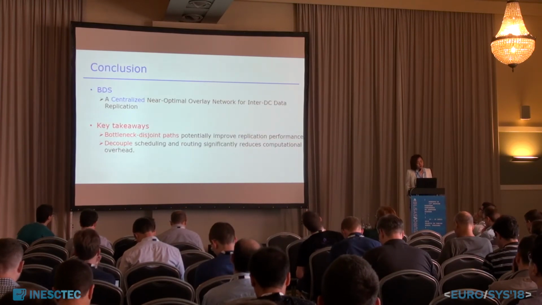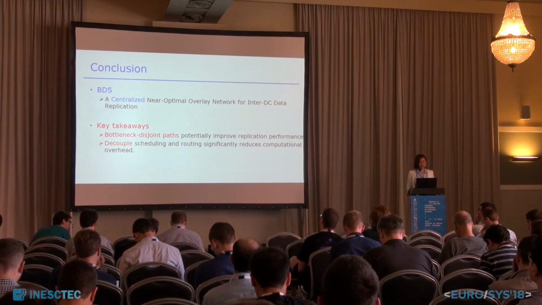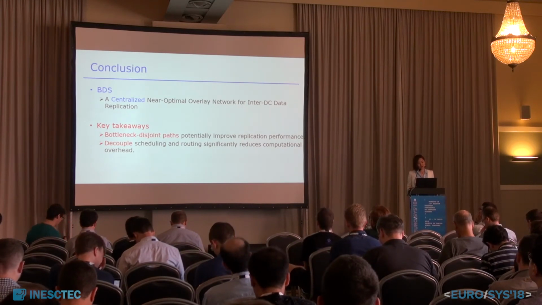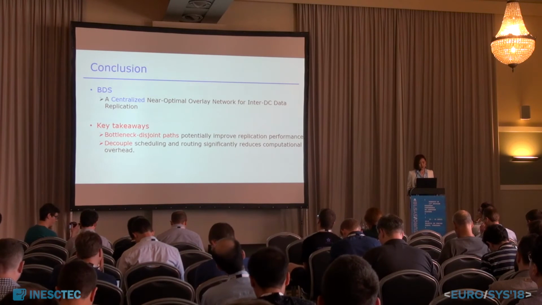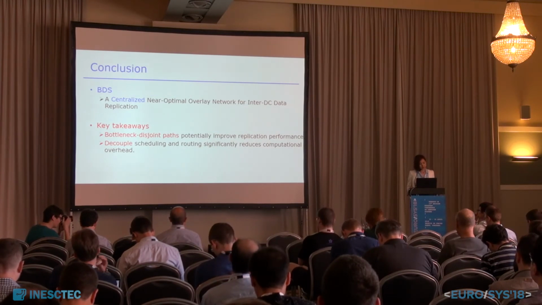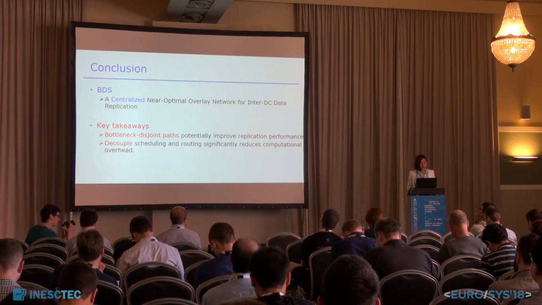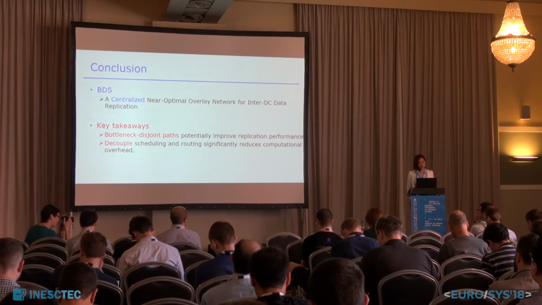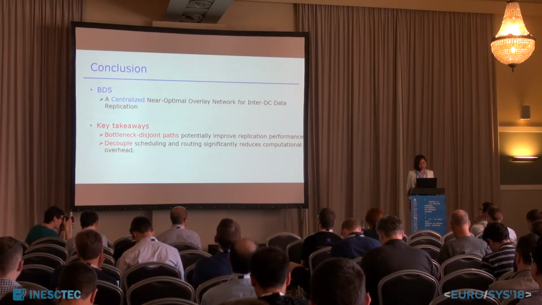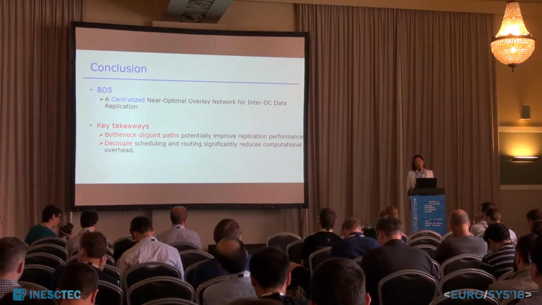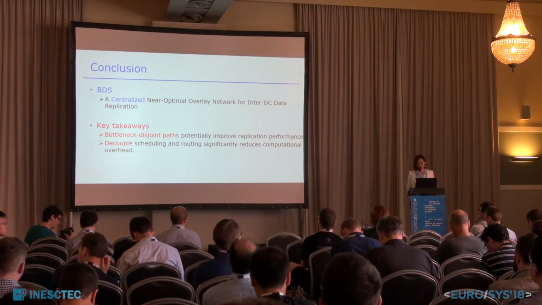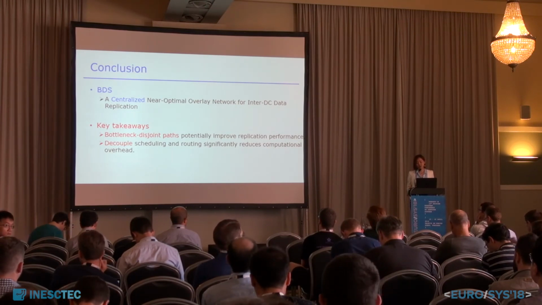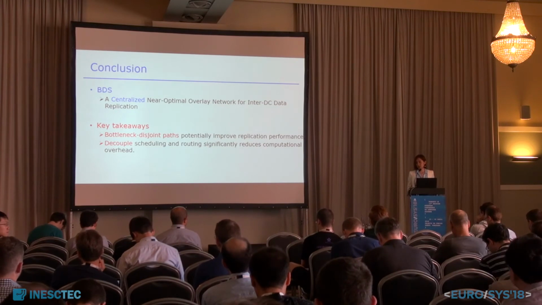And to sum up, BDS in one slide, what is BDS? It is a centralized near-optimal overlay network for inter-data center data replications. And here are 2 takeaways. The first one is that bottleneck disjoint paths could potentially improve data replication performance. And the second is the decoupling of scheduling and routing to speed up the execution of a centralized algorithm.